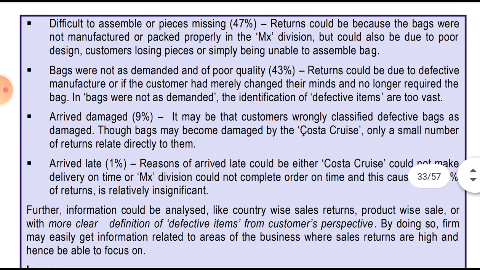First, difficult to assemble or pieces missing. That is, the return could be because the bags were not manufactured or packed properly in a division, but could also be due to poor design, customers losing pieces, or simply being unable to assemble the bags. Pieces are missing and so on. Then, 47%: bags are not as per demand.